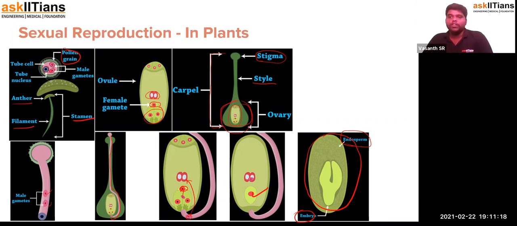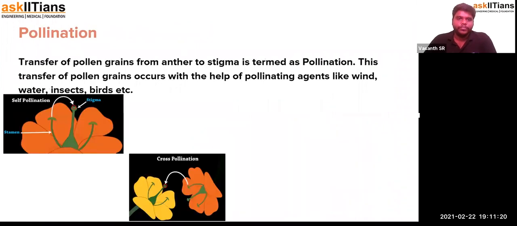Now, when we go a little further, this pollination is one of the important things. I'll finish pollination, then we'll go to the remaining slides. Why is it important? Because the transfer of pollen grain from the anther to the stigma, if that happens in the same flower or the same plant, is self-pollination, where the plant helps reproduce by itself. If it happens with another flower from another plant, then it is called cross-pollination.